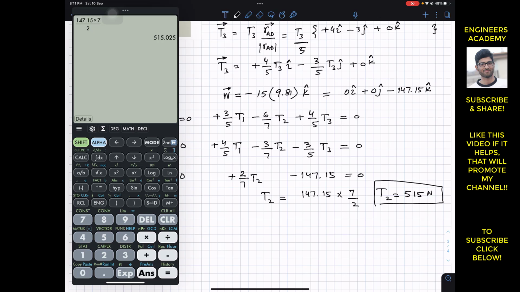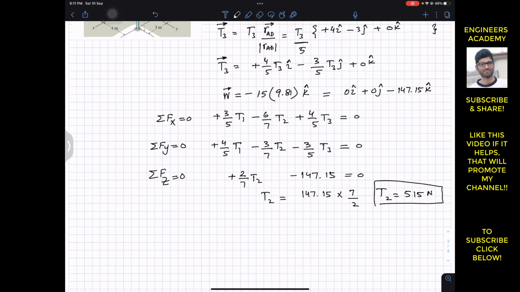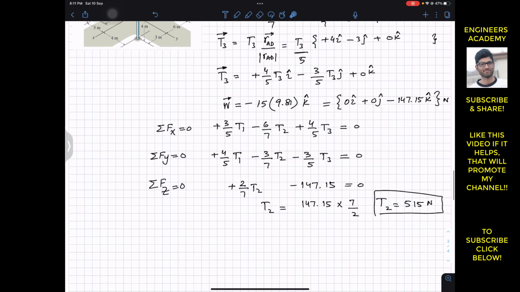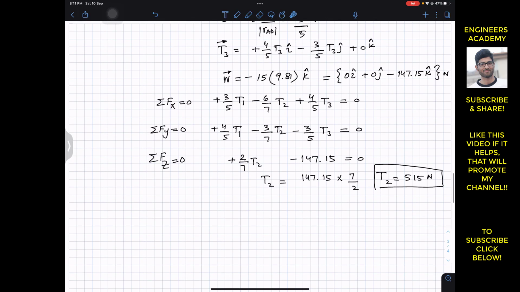Since this weight is in newtons, remember that the unit of this weight will be newton, and similarly from this equation we will get the unit of T2 as newtons as well. So T1, T2 and T3 will also be in newtons.